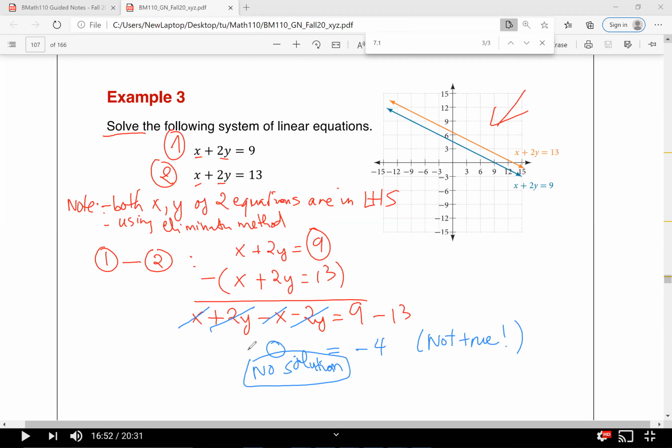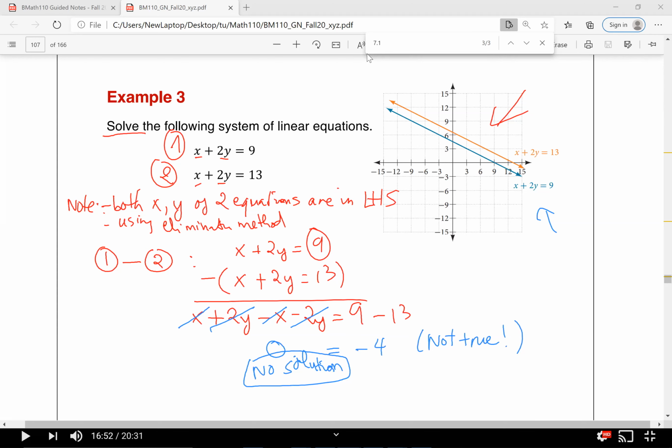Okay? So that is the reason why when you look at the graph here, the lines look like they are parallel to each other. Okay, so that is one thing. So let's move down.